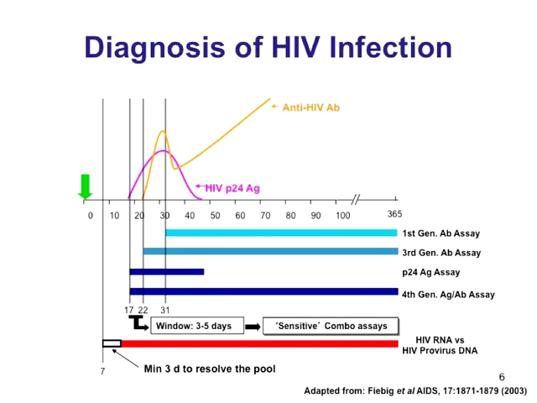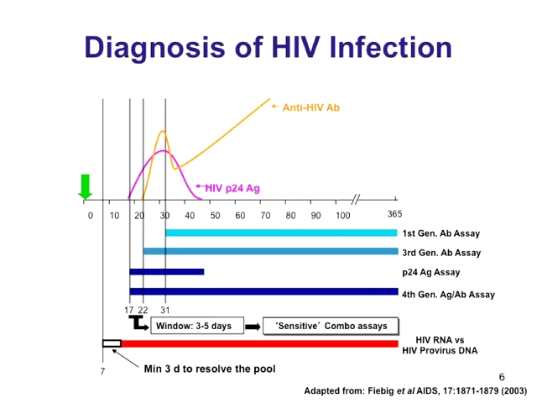The 4th generation combo assay is basically the 3rd generation antibody test that combines the P24 antigen assay, which is just that pink line on the graph, and which has a window period of 17 days.